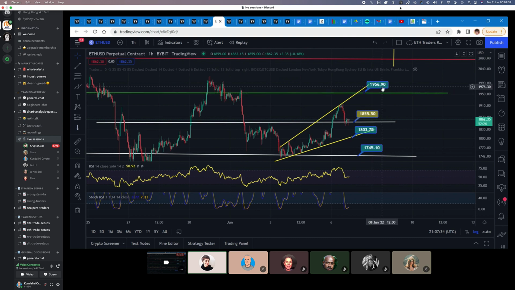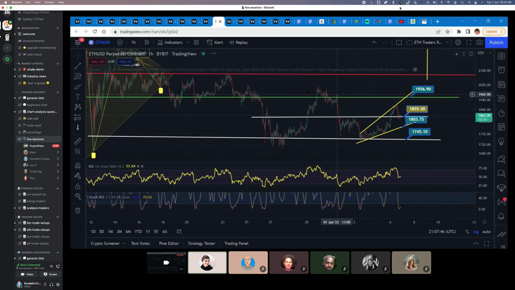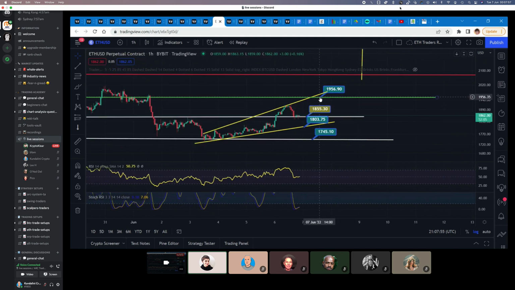And what's going to happen? The 1950 level is the 32,500 level for Bitcoin. So what is 1950 for ETH is 32,500 for Bitcoin. ETH has a little bit more action in that space. Bitcoin not so much, but I would be looking to see what's happening here.